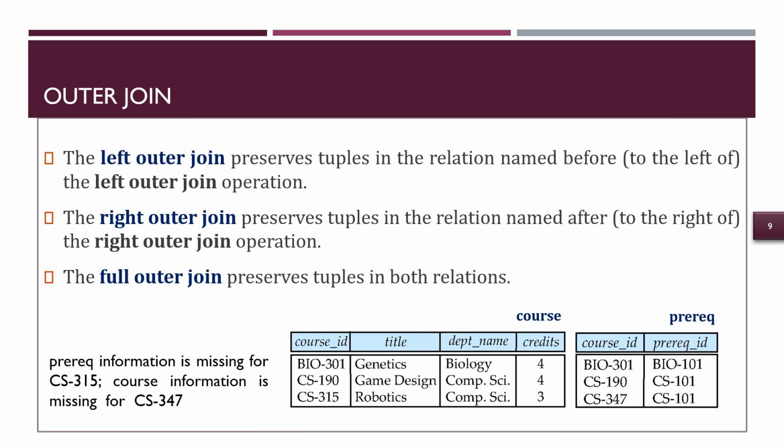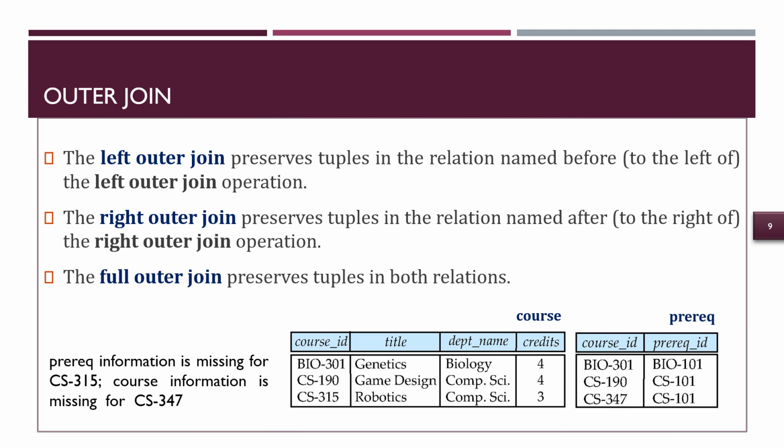We have three types of outer joins: left outer join, right outer join, and full outer join. The left outer join preserves tuples in the relation named before the left outer join operation, that is, the relation to the left of the operator. The right outer join similarly preserves tuples in the relation named after the right outer join operation. That means it preserves tuples in the right relation. And the full outer join preserves tuples from both the relations.